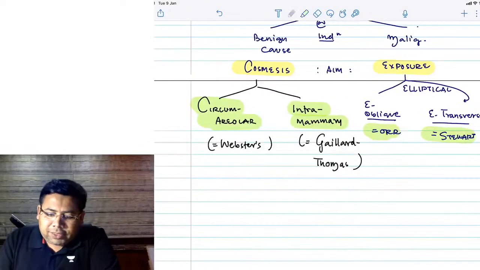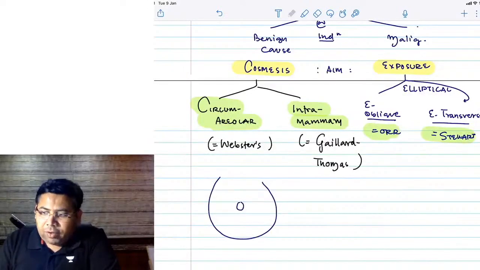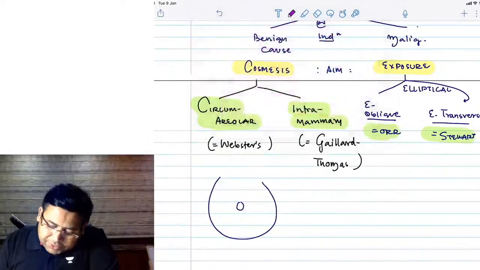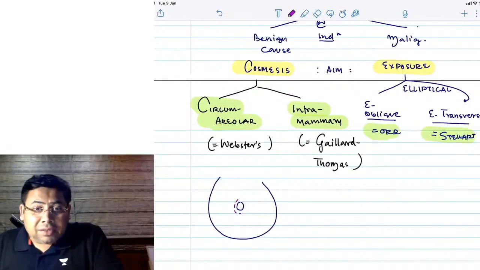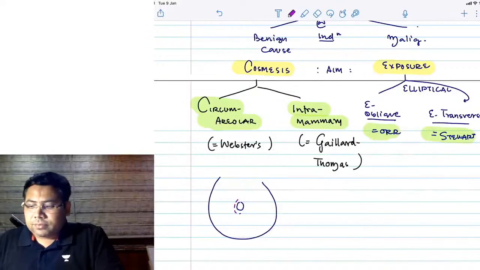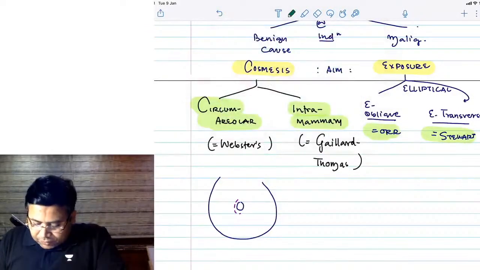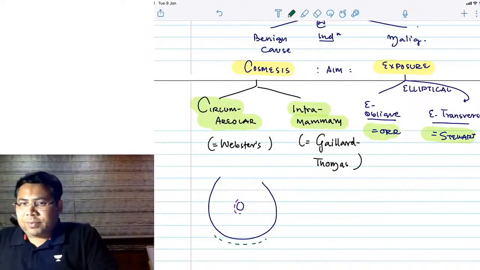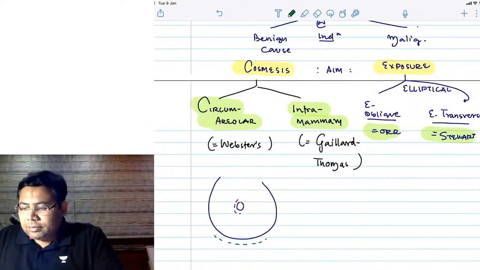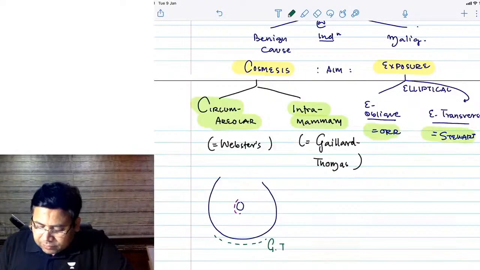Students, let us try to understand these incisions. If this is the breast, this is the nipple areolar complex, we'll make the incision along this. What is this known as? This is known as a Webster's incision. So this is Gallard-Thomas, this is Webster's.